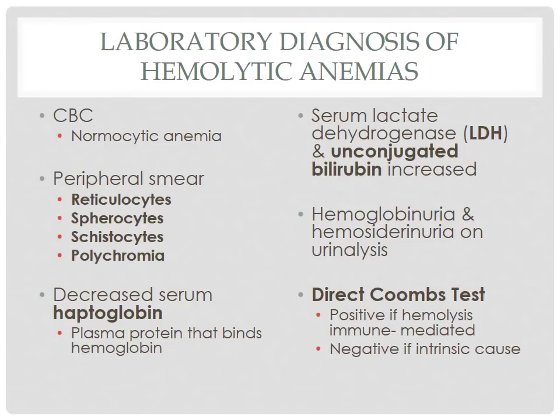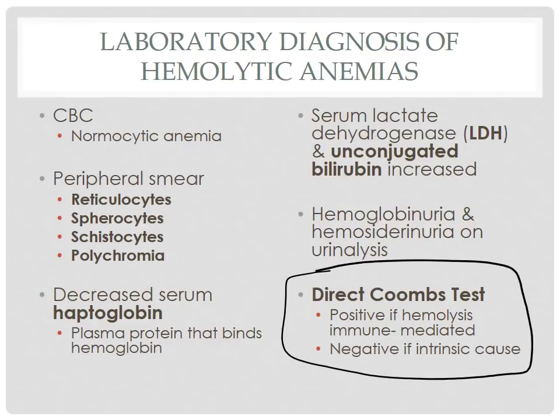Hemoglobinuria and hemosiderinuria will be seen on urinalysis due to the broken red blood cells, and you will have a direct Coombs test as well. And the direct Coombs test is the important one to remember for hemolytic anemias because it will tell you what the cause of the hemolytic anemia is. If the direct Coombs test is positive, then the hemolysis is due to some immune-mediated issue. And if it's negative, then there's an intrinsic cause.